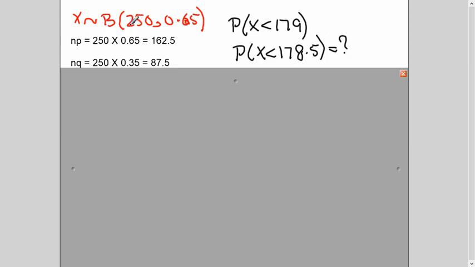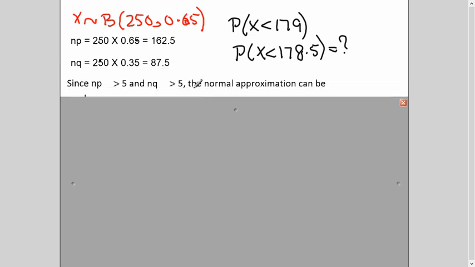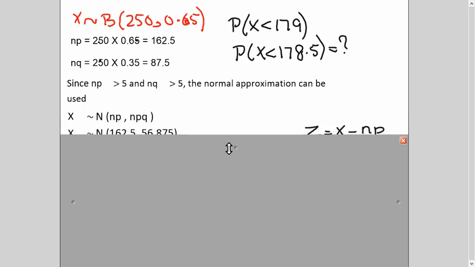My N was 250, P was 0.65. So I am doing N multiplied by P. The answer is more than 5. N multiplied by Q. You know what Q is? 1 minus P. So it is 0.35. So both answers are greater than 5. So this condition is met. So I can say yes, condition met. So I can apply normal approximation, right?